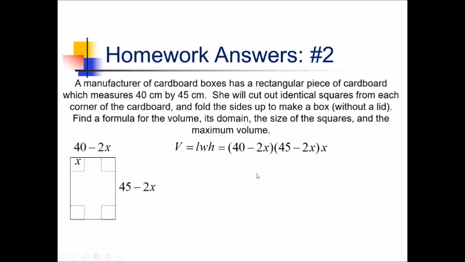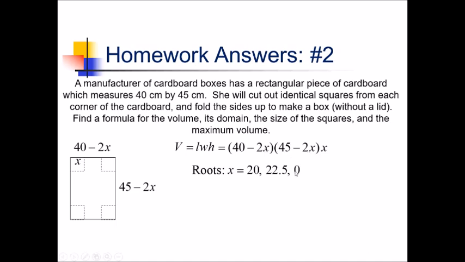So to figure out which is which, I'm going to zero out this whole function and find the roots. And then I'm going to see where between those roots I get positive and negative numbers. So going from left to right and finding the roots, if I want to zero out this first parentheses, I need to plug in an x value of 20. And then for this next one, 45 divided by 2 is going to give me 22.5. And then this x, if we plug in 0 for this x, that zeroes out the whole volume.